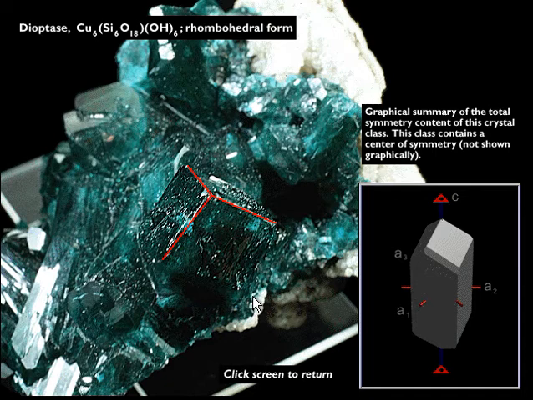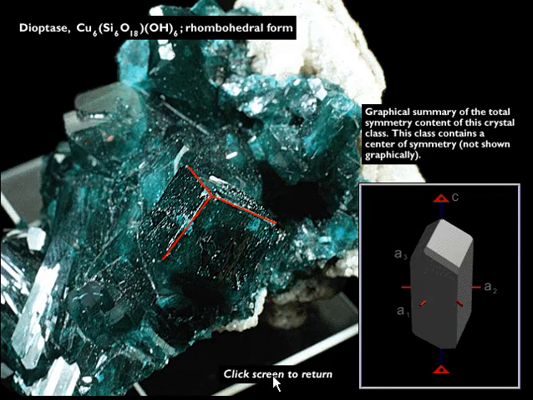The graphical summary of the total symmetry contained in this crystal class: this class contains a center of symmetry. Here you have the 3-fold roto-inversion axis, this triangle with the dot inside. Here you have A1, A3, A2. Here again the sign for the 3-fold roto-inversion axis.